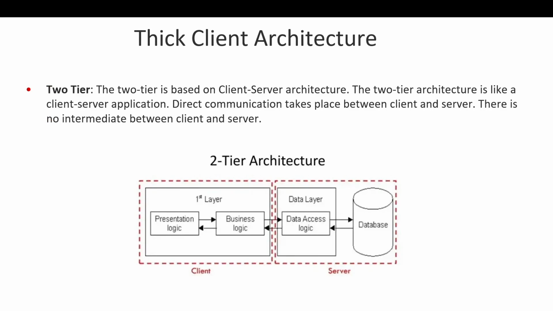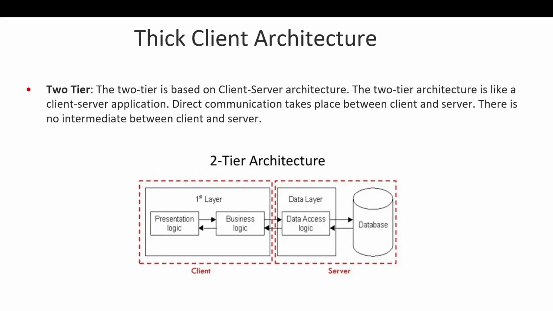Basically, thick clients are classified into two types: two-tier and three-tier architecture. Two-tier architecture is nothing but the client and server architecture, where the communication happens directly between the client and the server. There is no middleman or app server, no intermediate between the client and server. The client itself handles the presentation and the business logic, while the server handles the logic and the database.